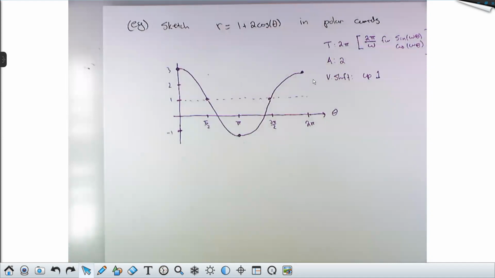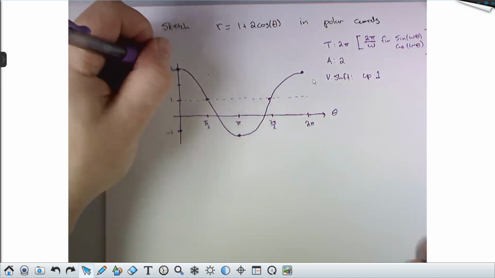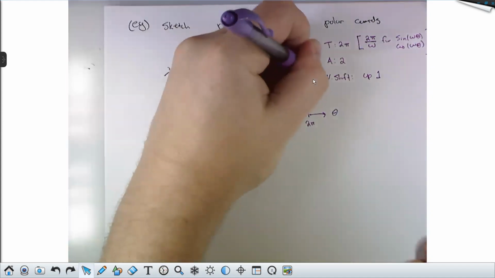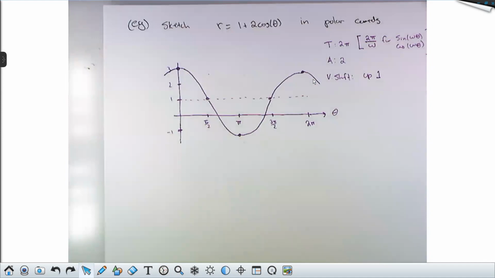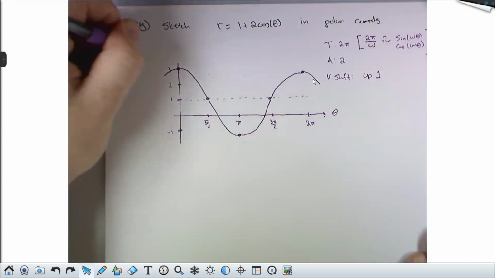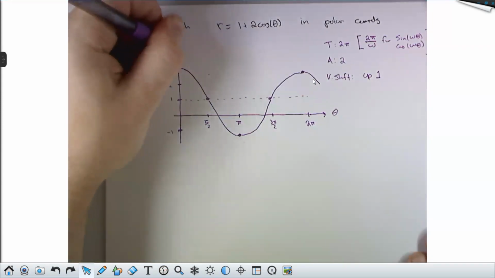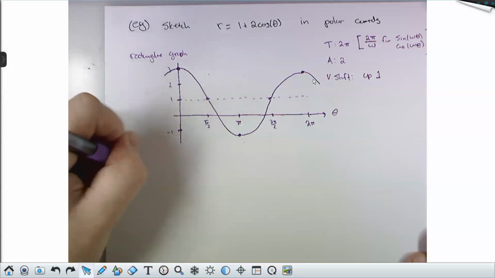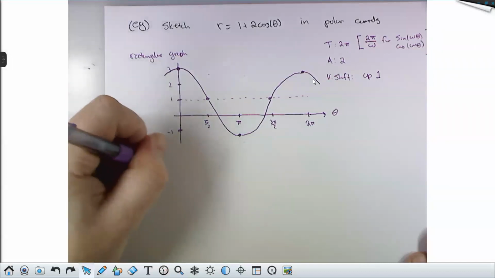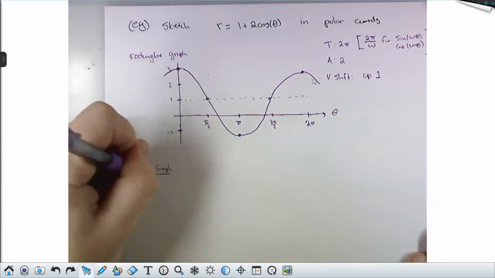And this is one period of the cosine function. Continues on, continues on. But I'm concerned with what's going on between 0 and 2 pi. So this is our rectangular graph. Now we're going to draw the polar graph.